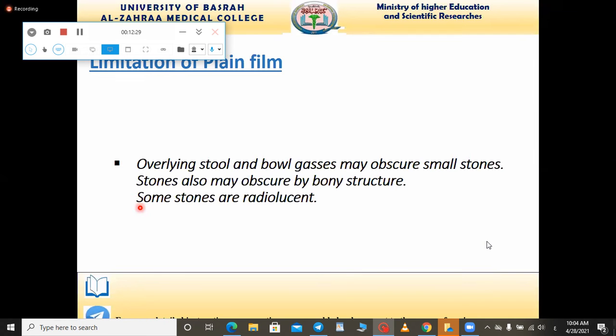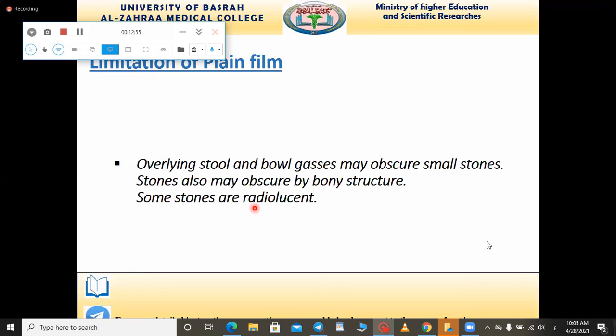Third limitation of the plain film: although the most important use of KUB film is in the diagnosis of renal stones, not all stones are radio-opaque. Some of the stones, 10 to 15%, and please write it down, 10 to 15% of the stones are radiolucent, and these may be missed by a simple KUB film.